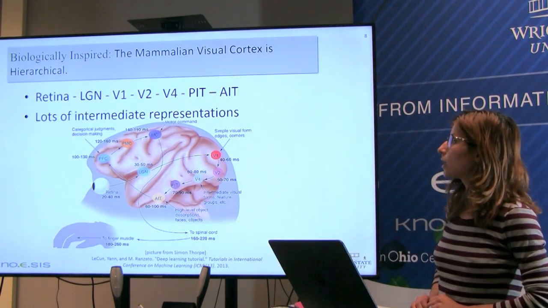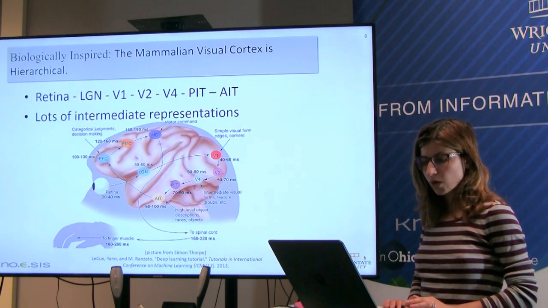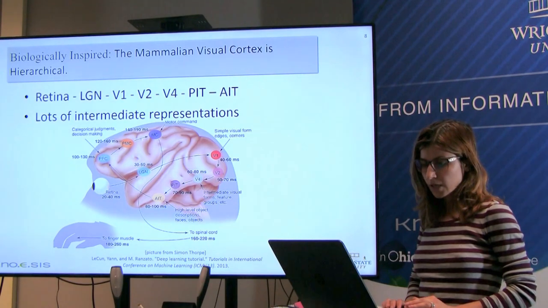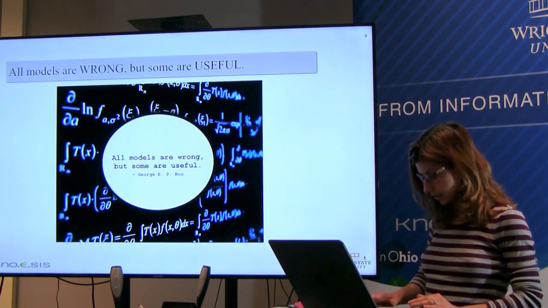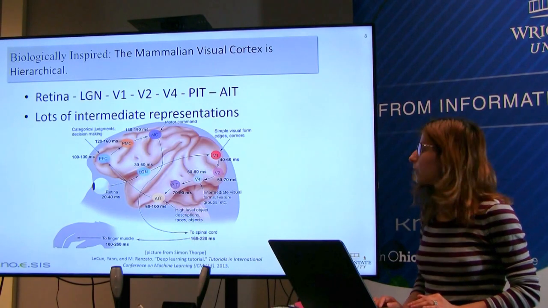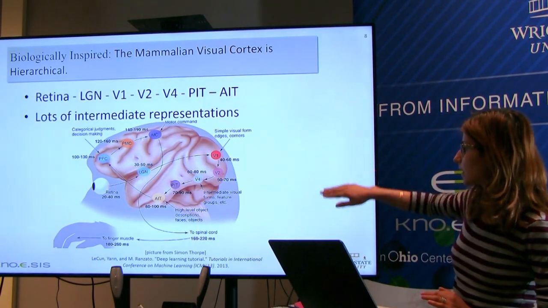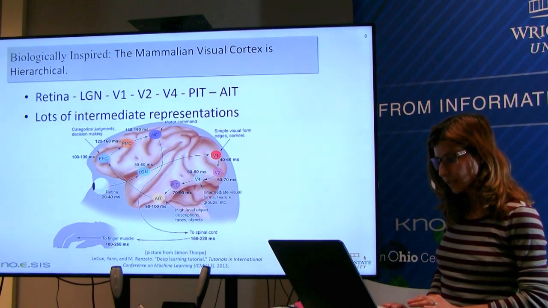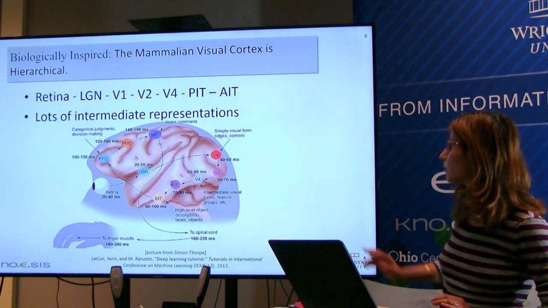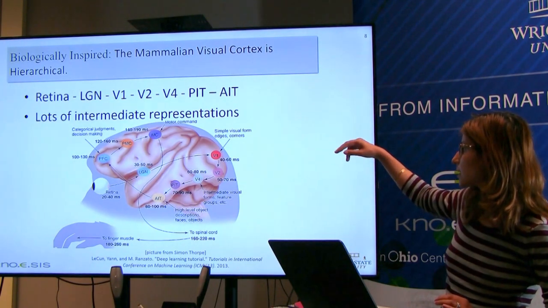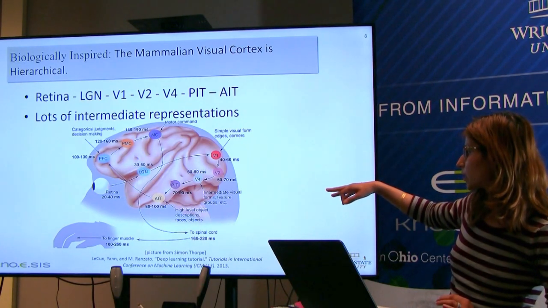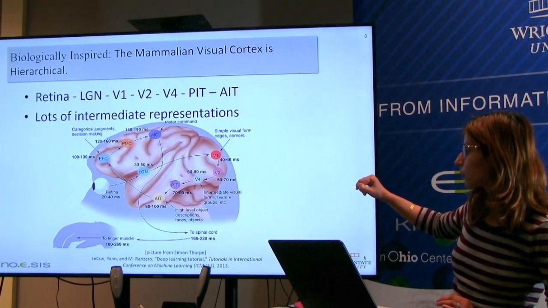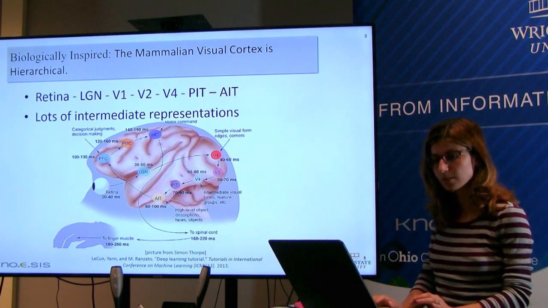They use this loosely inspired biological system, that the mammalian visual cortex is hierarchical. It is hierarchical in the sense that when we see something through our retina, it goes to other layers in our brain. First of all, we have simple visual forms like edges and corners, then intermediate visual forms, features, groups, and finally high-level object descriptions, faces.